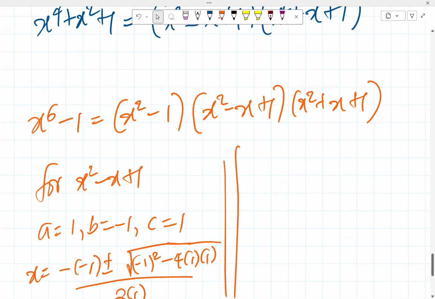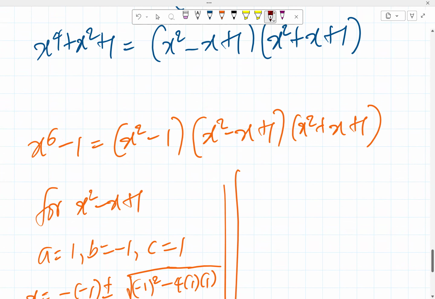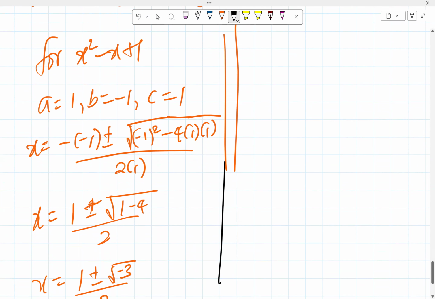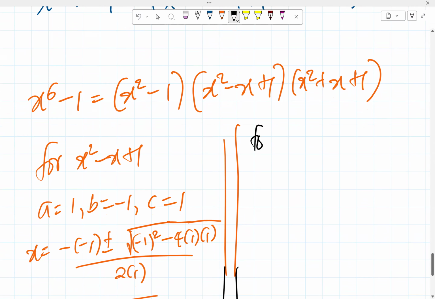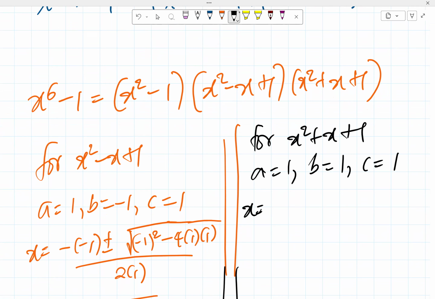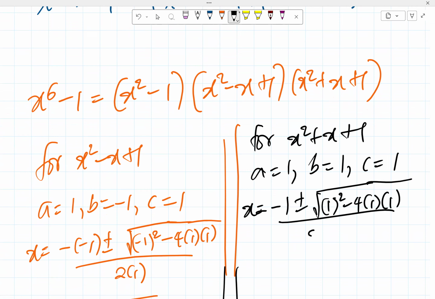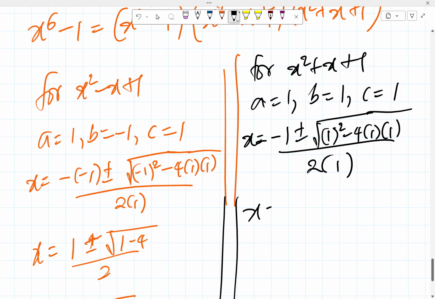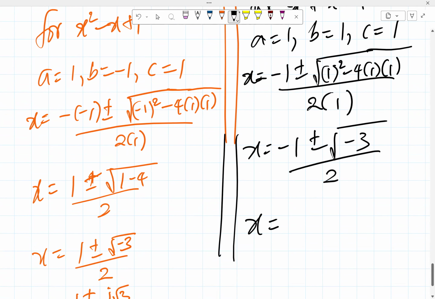So on the other side too, we can go on and take care of that. We have x squared plus x plus 1. So a is 1, b is 1, c is 1. So x is equal to minus 1, plus or minus square root of 1 squared minus 4 into 1, all over 2 times 1, which is 2. So x now is equal to minus 1 plus or minus root minus 3 over 2. So that is x equals minus 1 plus or minus i root 3 all over 2.